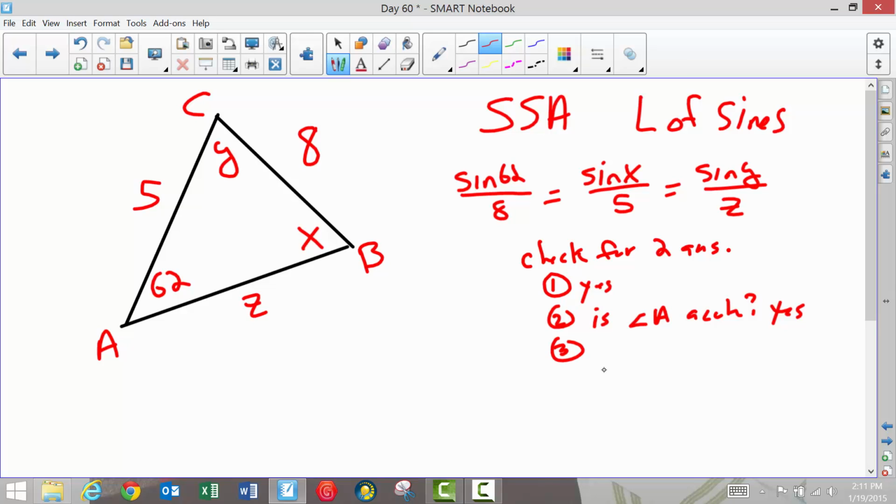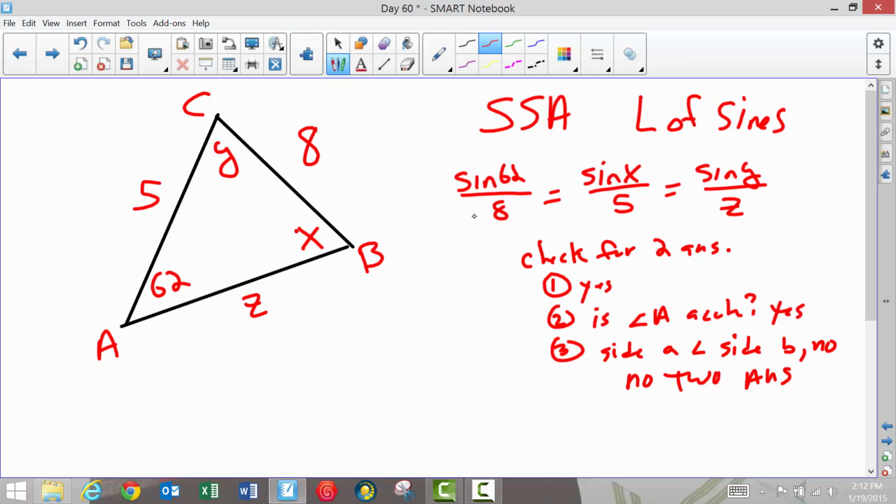Third, the next thing I need to check is, is side A less than side B? And this one is no. So I'm not going to have two answers. So here's a case where it's side-side-angle and it's not two answers. Why? Because side A is not less than side B. So I can stop right there.